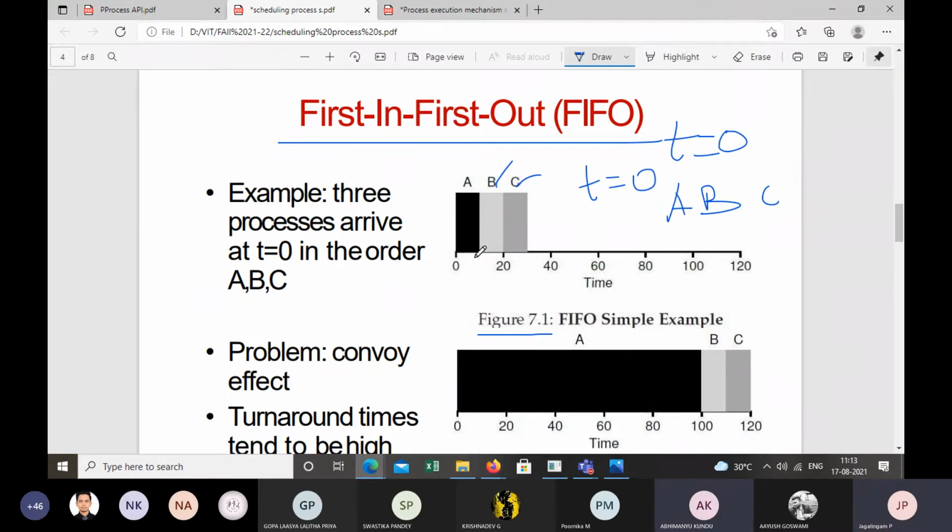Process C is at t equals 20. So it's after 20 seconds? Yeah, process C is executed after 20 seconds. It means all the processes have arrived at time t equal to 0, but process B is executed only after A, and process C only after process B. So process B has to wait for process A to complete its execution, and then B starts its execution, and then C.